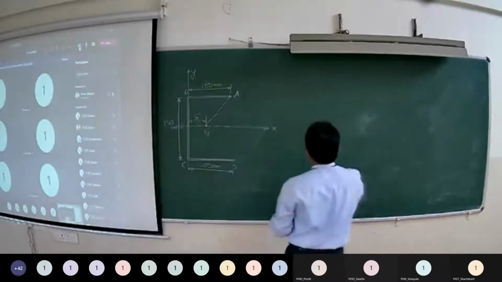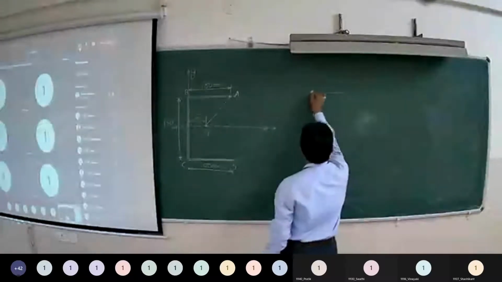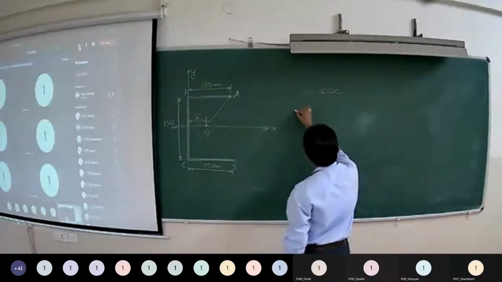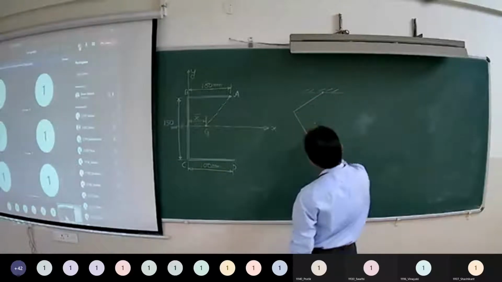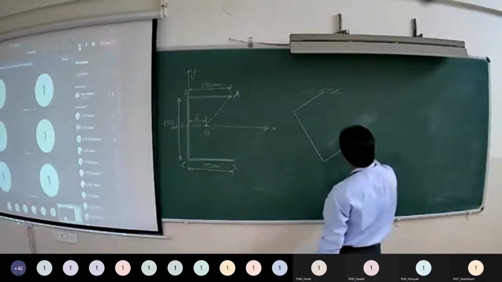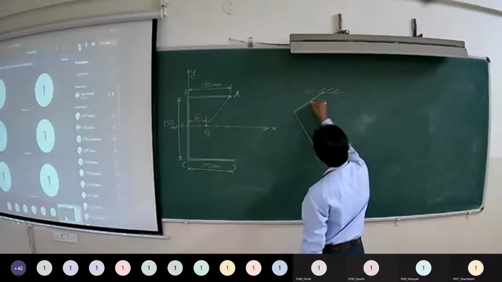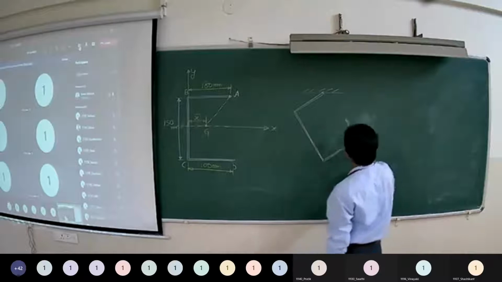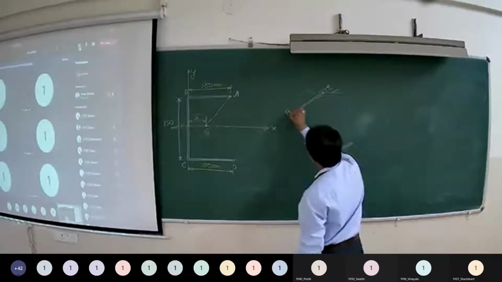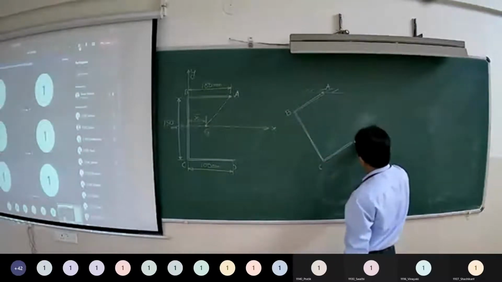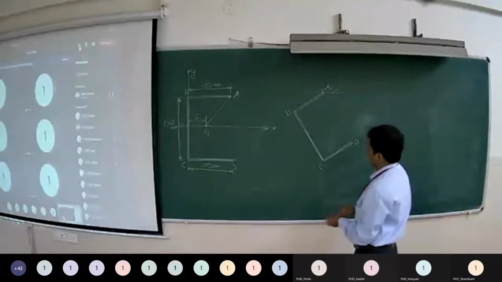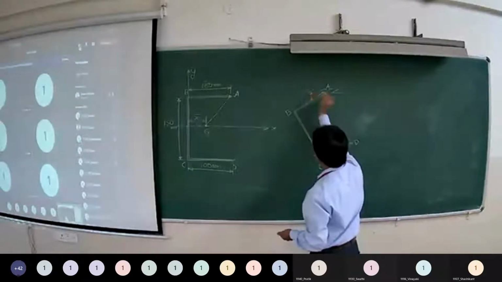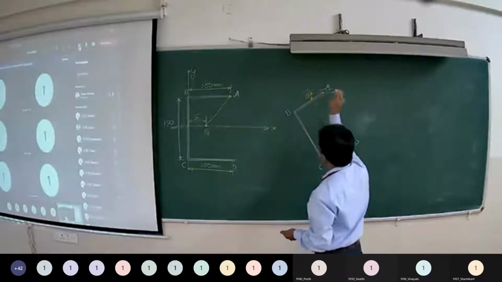Suppose it is suspended from point A. This will be the position of letter C: A, B, C, D. And you are asked to find out the angle made by portion AB with the horizontal. Let us say theta.